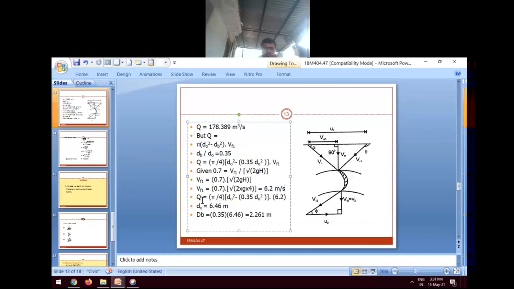Okay, with this Vf1 substituted in the discharge equation, you will get the answer DO equals 6.46 meters. After finding the diameter of the outer rotor, you can easily calculate the diameter of the boss, that is DB equal to 0.35 into DO. You can get the answer as 2.261 meters. So this is a simple way of calculating values such as the diameter of the boss, diameter of the runner, and flow velocity by using the same equation.